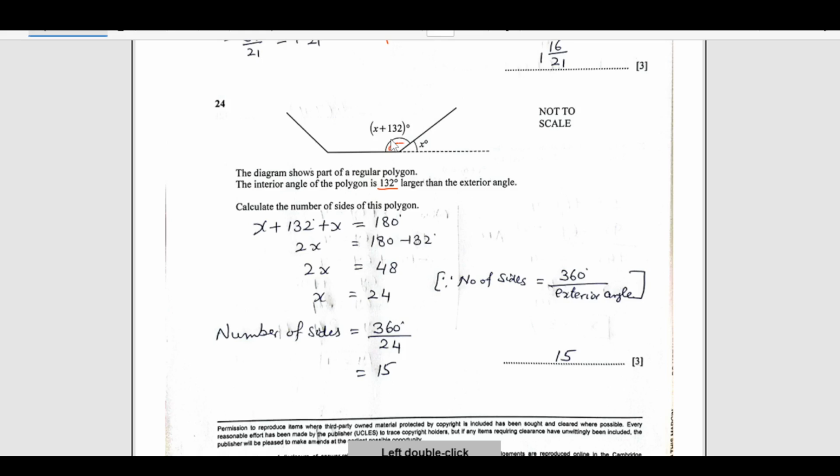Now you know this is on a straight line, right? So sum of this will be 180. So from here we got x as 24. Now number of sides, we have the formula 360 over exterior angle. We got exterior angle as 24. So 360 over 24, this gives us 15 as the number of sides.